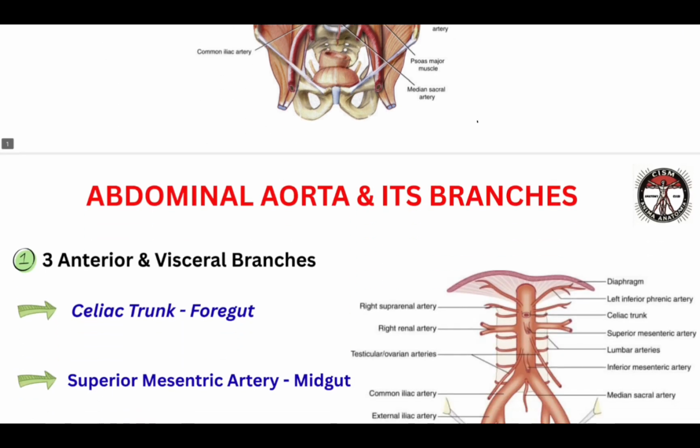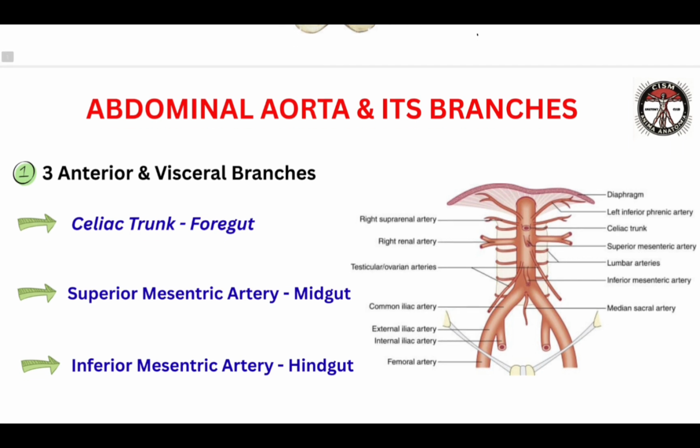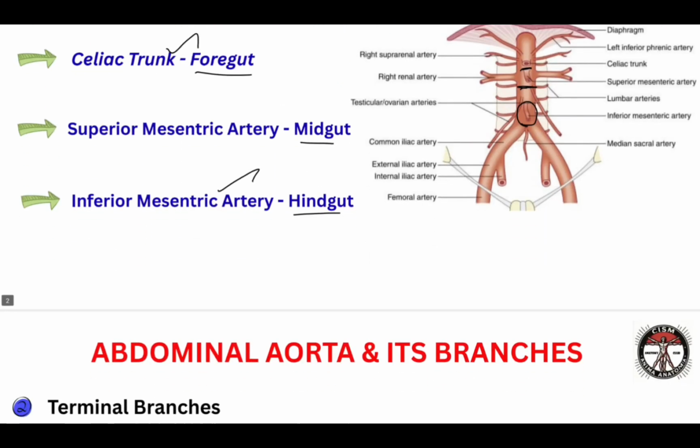from the AA. The first branch is three anterior visceral branches. The first one is the celiac trunk, and this supplies the foregut. The second one is the superior mesenteric artery, and it supplies the midgut. The third one is the inferior mesenteric artery, and it supplies the hindgut.